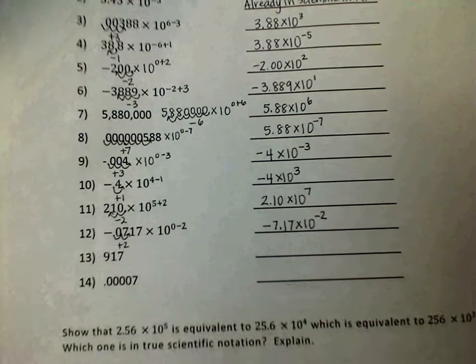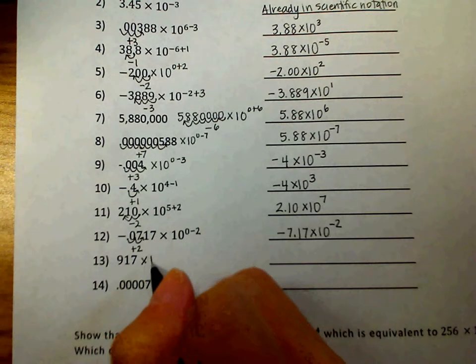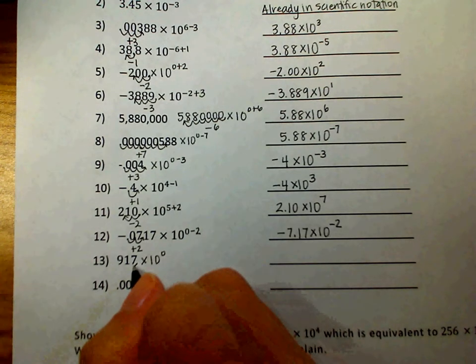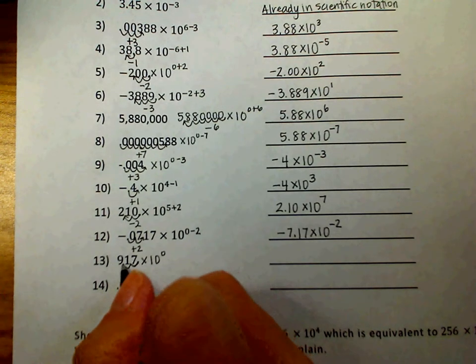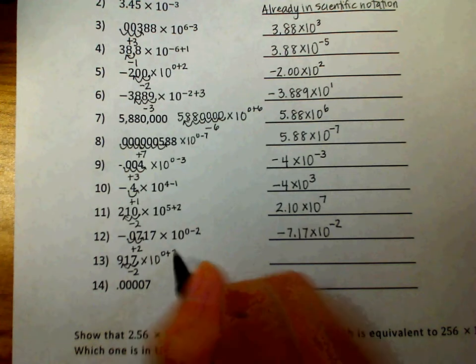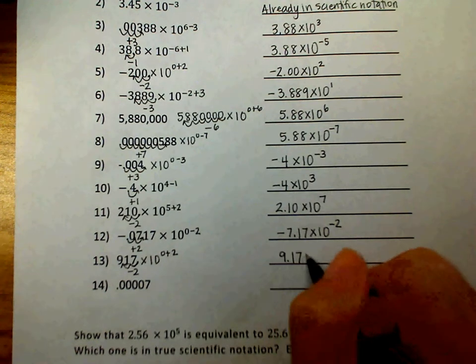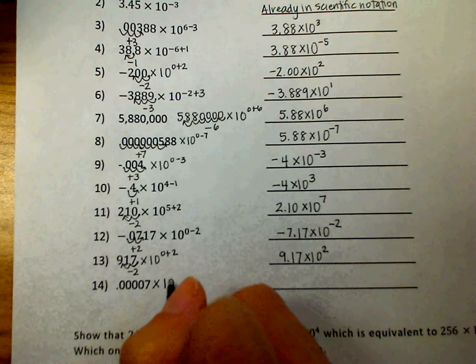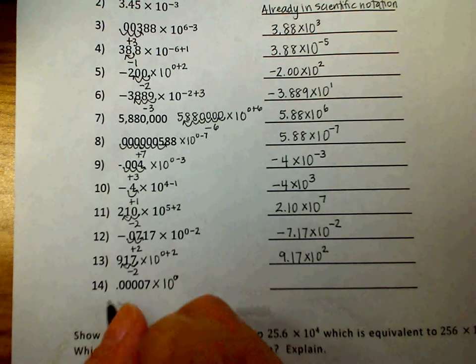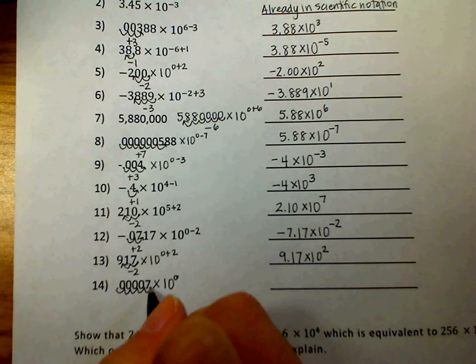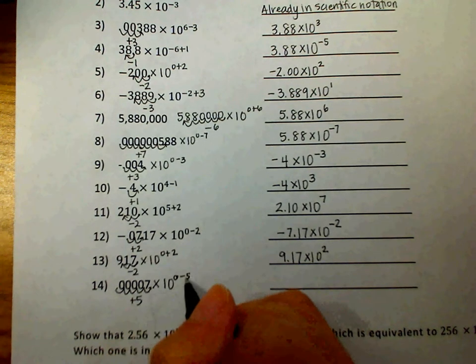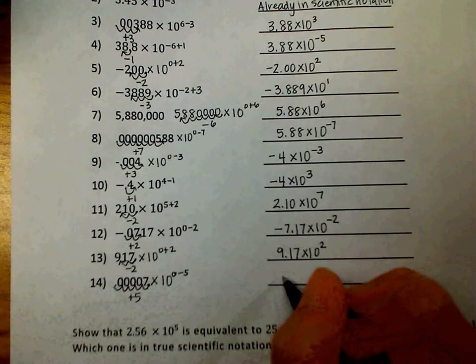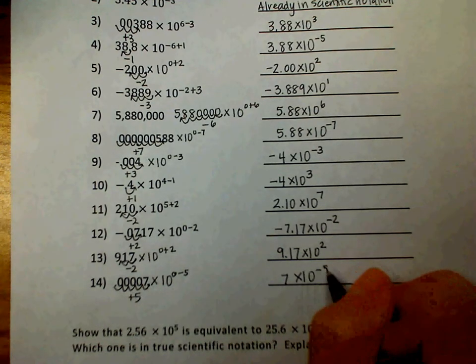And number 13, I'm going to add the times 10 to the 0. The decimal's here, go left 2, so you add 2. So it's 9.17 times 10 to the second power. And then also here times 10 to the 0. So I have to go 1, 2, 3, 4, 5 to the right and subtract 5 from the exponent. So it becomes 7 times 10 to the negative 5th power.